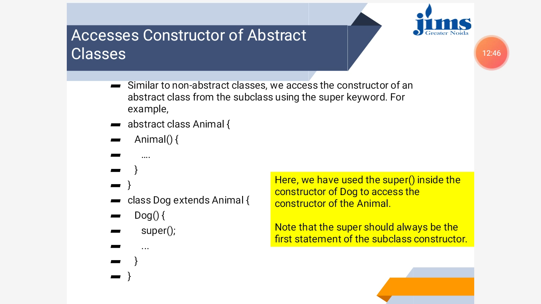To use the constructor of the parent class, we need to declare the super keyword in the child constructor. So which one is the child class? Dog is the child class. And while writing the constructor of the Dog class, we write the super keyword as the first statement, and that will invoke the superclass constructor.